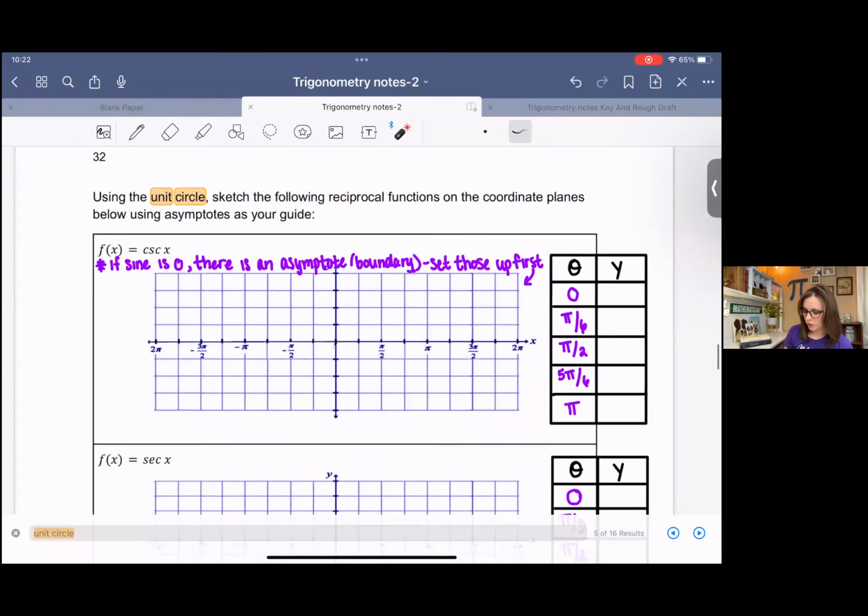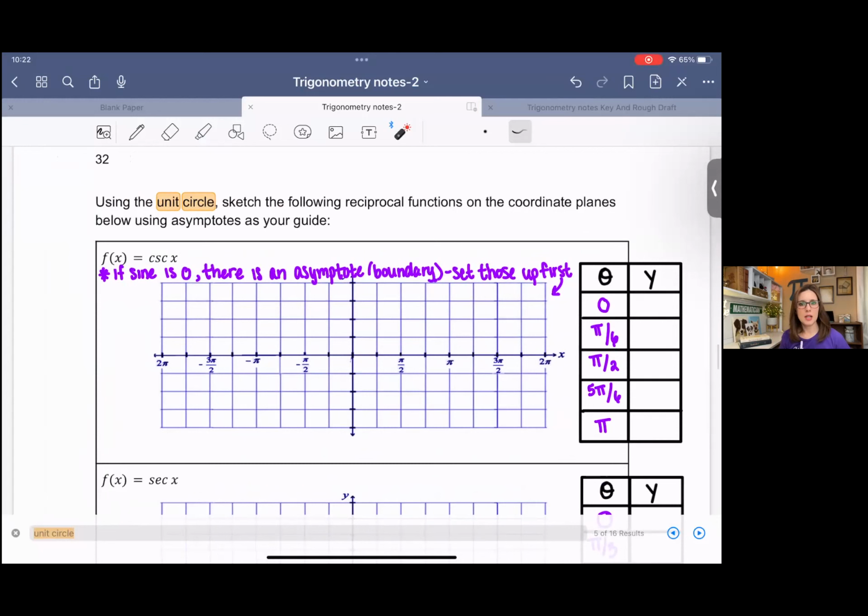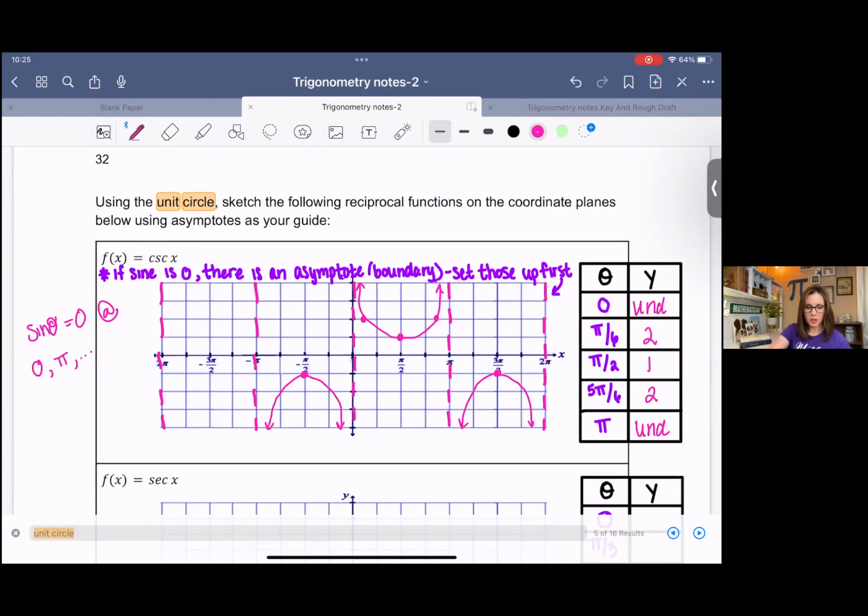And now I want you to use those same tools to graph cosecant. And remember that cosecant is the reciprocal function of sine. So we need to figure out where sine theta is 0 so that we can set up those boundaries and plot some points. So go ahead and try it, pause it, try it, come back and check your work. All right, so for this one, sine theta is 0 at 0, pi, 2 pi, and so on. So every pi increments, basically.